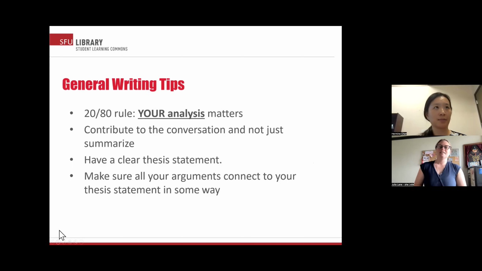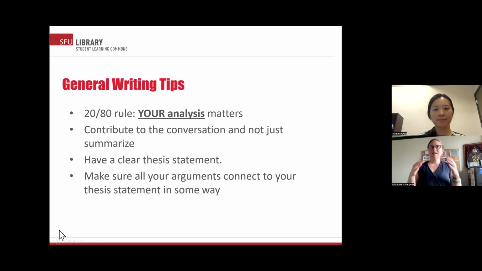So next slide. So some other writing tips. Your analysis does really matter. We talked about this previously, but we sometimes use what we call the 80-20 rule to describe this. Meaning that only about 20% of your content in your essay should be quoted or derived directly from other sources. You should have about 80% of your content coming from you, what you're bringing in, what you understand.